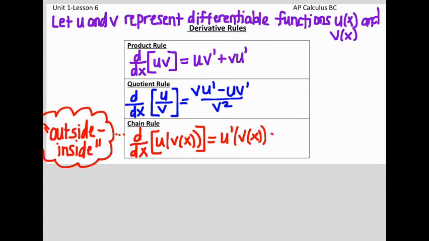And then you zoom in. Now it's like, okay, we've already taken care of the outside. Now we're going to zoom in to the function that was inside the other and take its derivative. So then we would multiply by v prime of x. This is our outside-inside rule.